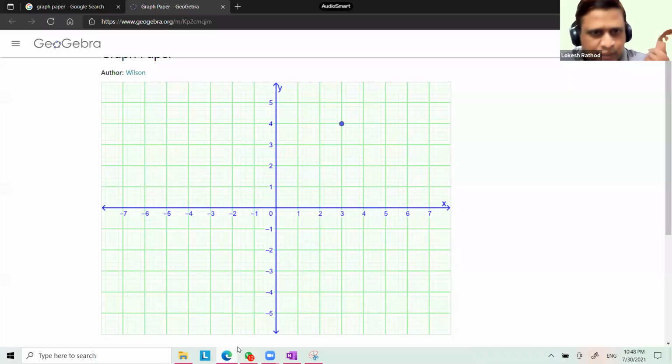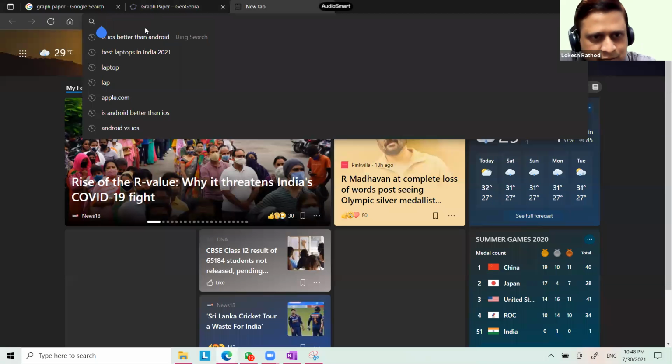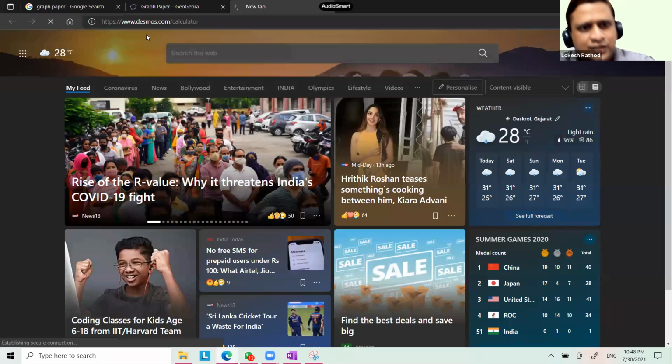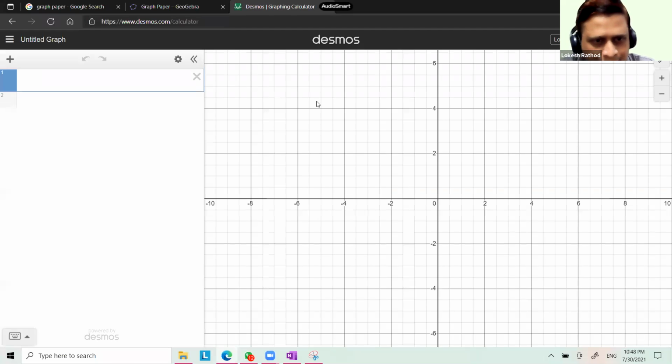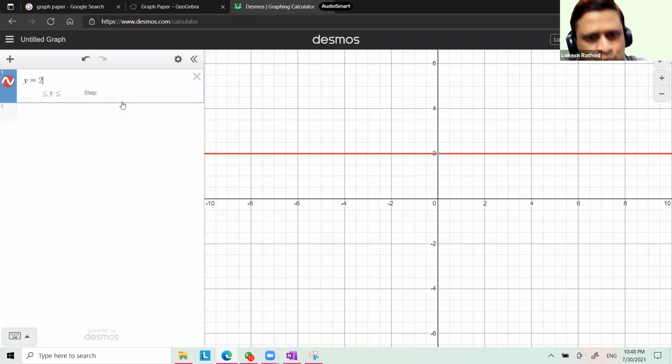I can make you visualize this thing also. Let's visualize here. There are some graphical calculators available in the form of a mobile app and also on websites, like Desmos. If you write any equation, it will graph it, right? So I do y equal to 2. As you can see, this line y equal to 2 is parallel to the x-axis. Are you getting this?